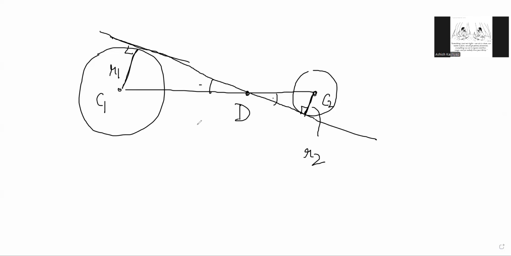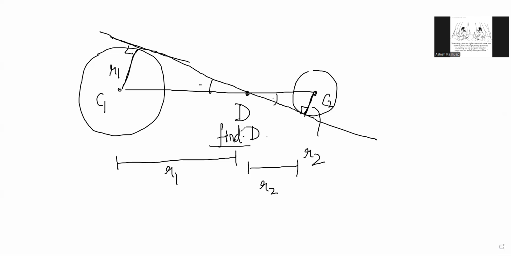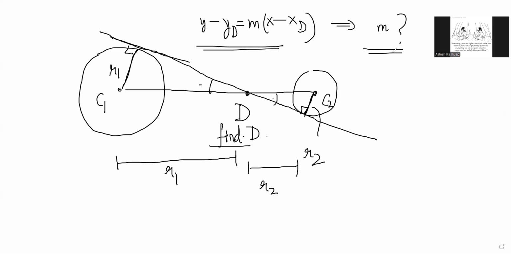So your job is simple. You have to say that this distance is proportional to this distance in the ratio R1 is to R2. Therefore, you have to find D again, by the section formula. Once you find D, write an equation of a line through D, and put the condition that this line is tangent to any of the circles. That will give you the value of the slope. Once you find the slope, you have the equation of the transverse common tangent. So this process you should understand. Don't try to remember everything here.